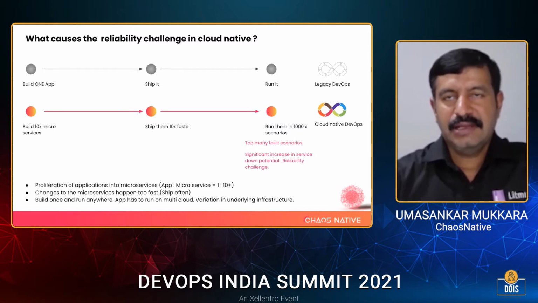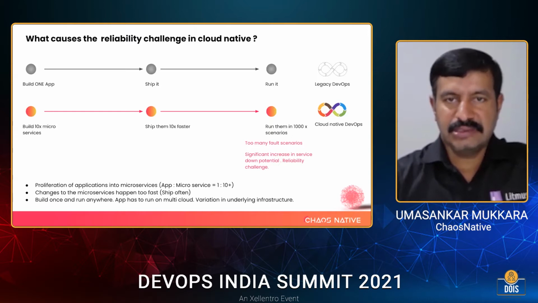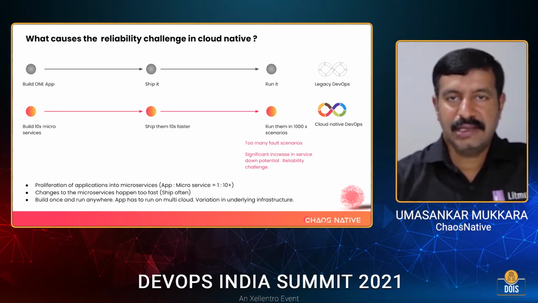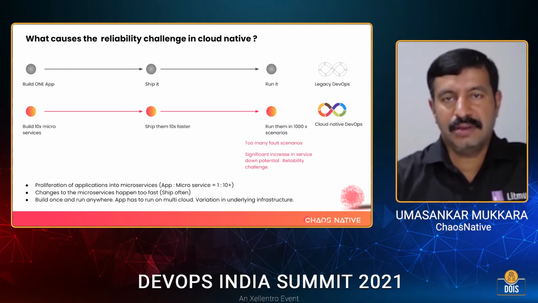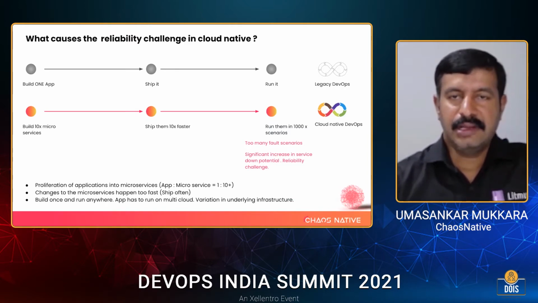So fundamentally, there is a chance that your code is being exposed to 1,000 times more varying environments, which really means that the faults that can happen in these environments will affect the way your code responds to that failure. So that is the question around how reliable my code or my service is in the new cloud native DevOps, right? So that's fundamentally the challenge that we are talking about when it comes to reliability in cloud native DevOps.